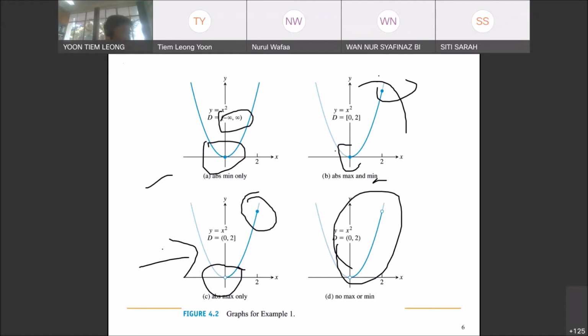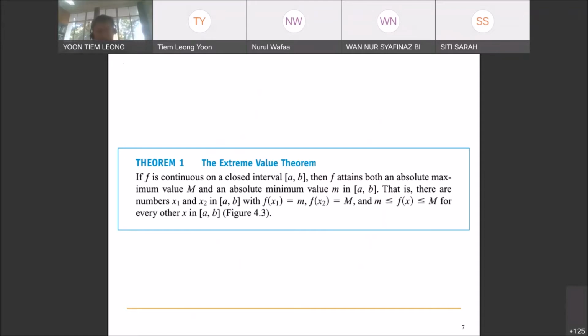Okay, then we go to another very straightforward thing. This is what I mentioned earlier on. If you have a function which is defined on an interval, say a closed interval, let me draw it properly.